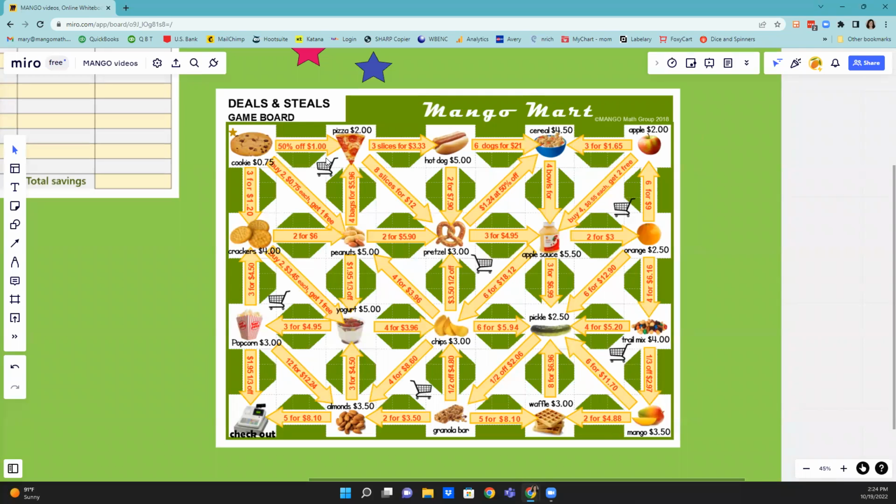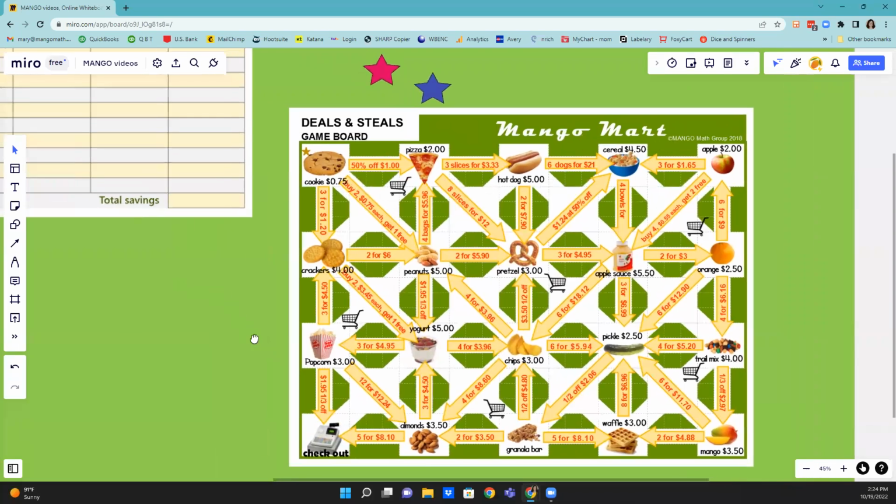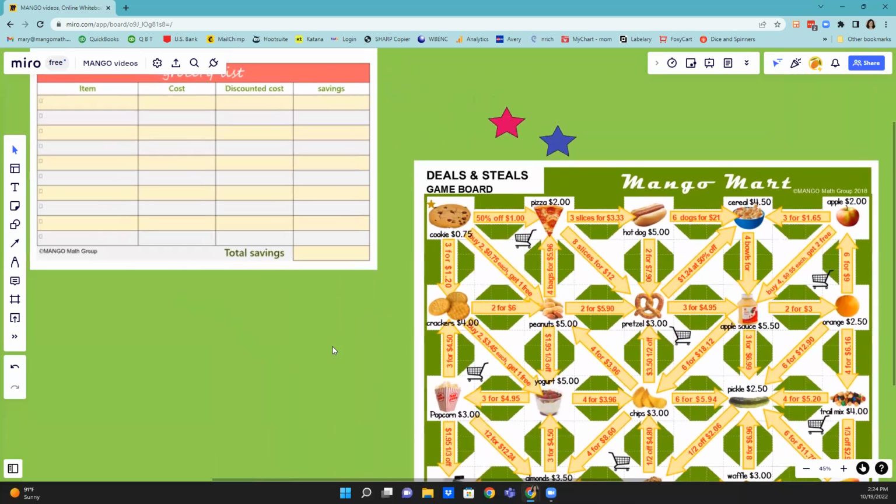So if you look at this pizza here, you can get 3 slices for $3.33, or you can get 8 slices for $12. The students have to determine what is the better deal. They might not know right off the top, so let's just say they decide to go with 3 slices for $3.33. So they're going to move this way, and we're going to write in here that the item was pizza.